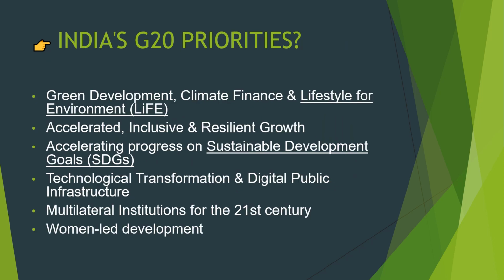Next is, अब हम बात करते हैं इंडिया की G20 प्रायोरिटीज के बारे में. The first priority of India is green development. While India is handling the presidency tenure, India wants to have a greener development, climate finance, and lifestyle for environment. Next, India is focusing on accelerated, inclusive, and resilient growth of the nation.